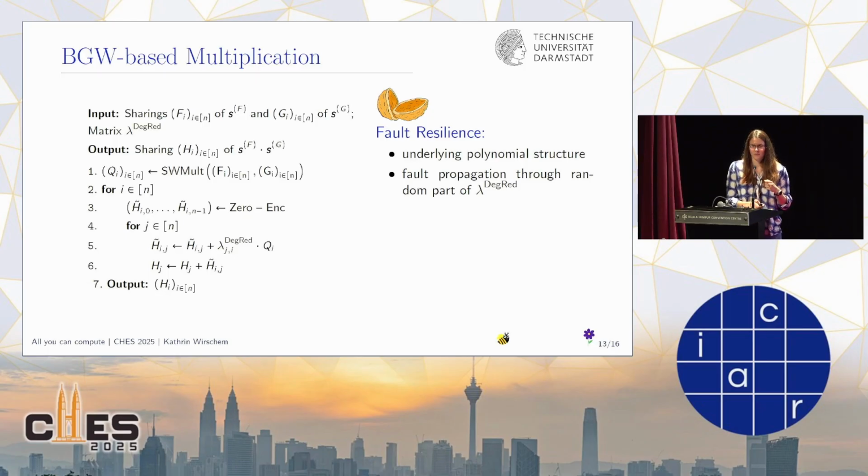random part of the matrix lambda. So whenever we have a fault, this random part is triggered, meaning that all shares and all coefficients are re-randomized, giving us a random polynomial of degree n.